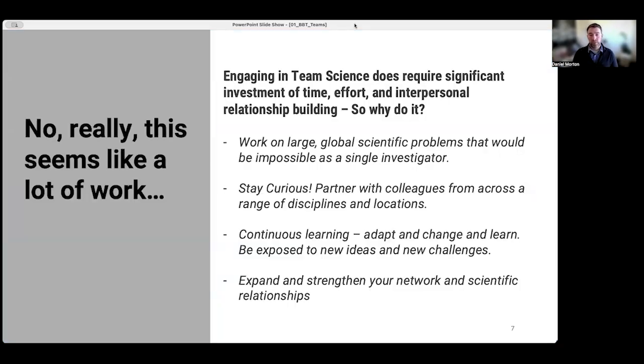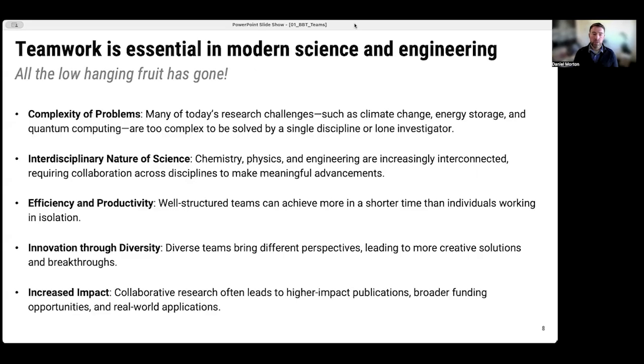Just kind of reiterating, this seems like a lot of work. Why do this? It gives you an opportunity to really work on large global scientific problems. It gives you a chance to learn because you are now interacting with experts from other fields, from other disciplines, and it gives you a chance to learn more. And it means you get a deeper network and a stronger network among your professional and scientific disciplines. So these are all great reasons to engage in team science.